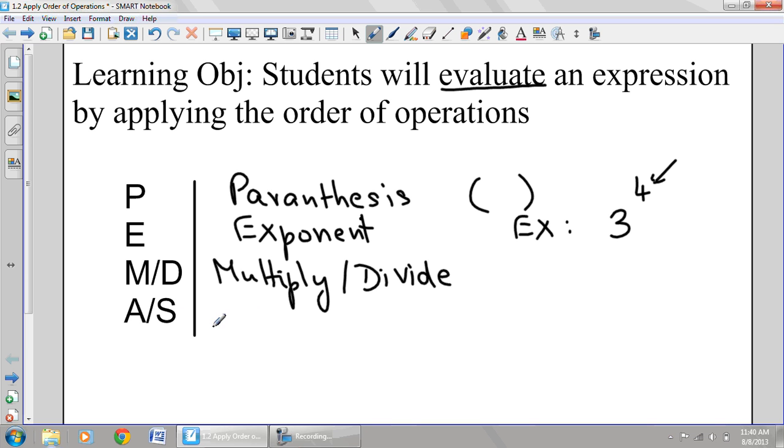The same thing applies for addition and subtraction. Think of both of them together as friends. Whoever comes first is what you will tackle.